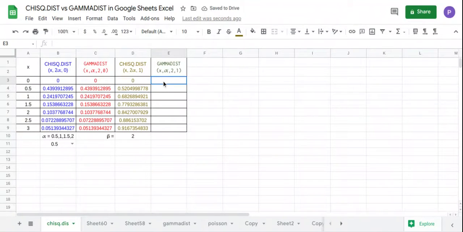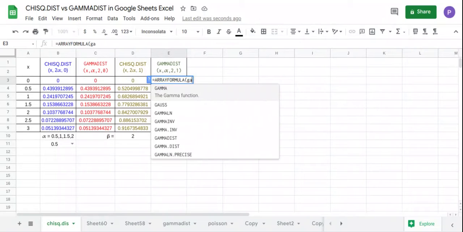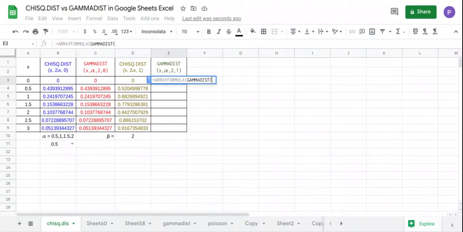And for the cumulative distribution of GAMMA.DIST, array formula, GAMMA.DIST of the x value, comma, alpha, comma, our beta is 2, comma, 1, because this is the cumulative distribution function. And we'll chart this.